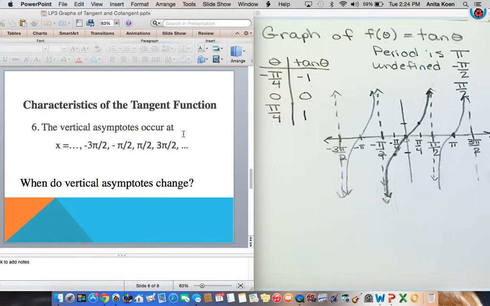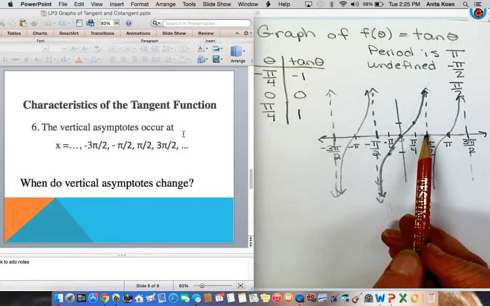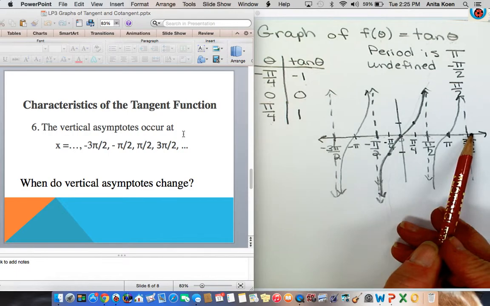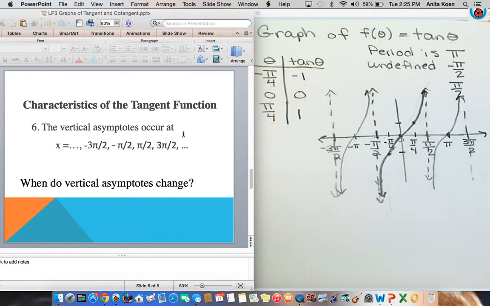The vertical asymptotes occur at the odd multiples of pi over 2. Now, what do you think would make the vertical asymptotes change? What kind of transformation would make these vertical asymptotes change? Think about that and see if you can come up with an idea. Pause the video, think about it for a moment, and see if you can come up with an idea for that.